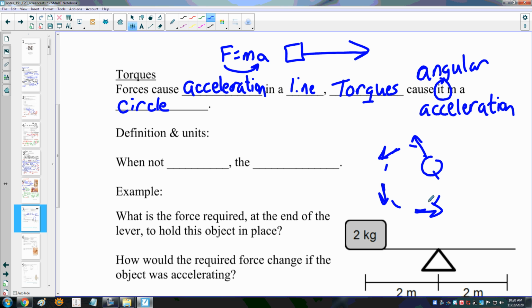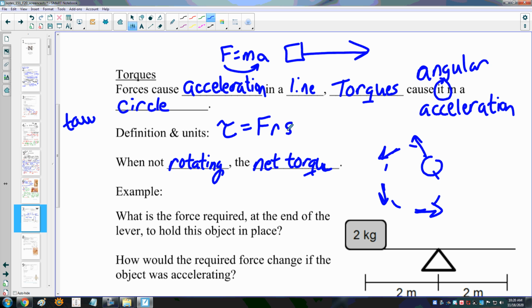Now, when not rotating, the net torque is equal to 0. And let me define what torque is. We're going to use the Greek letter tau. This is the Greek letter tau. Sort of looks like a backwards J, I guess. And it is equal to F times R times the sine of the angle theta.